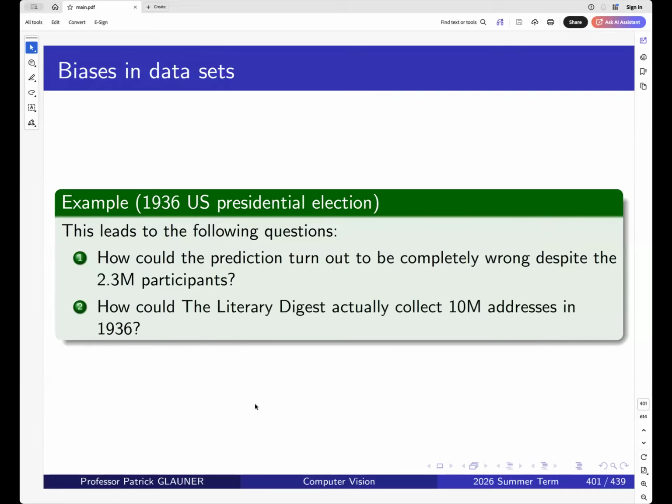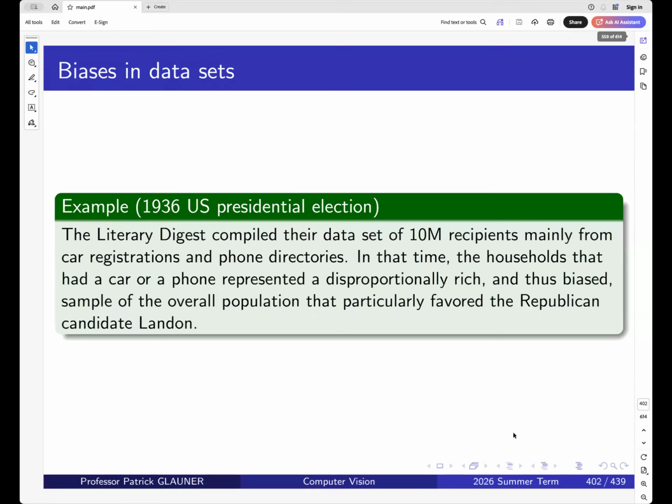I think the key question here is, where did they get those 10 million addresses from in 1936? They double and triple checked that they counted correctly. So they didn't count wrong. They really properly assessed the returns that they got manually. So they didn't do that part wrong. Now the interesting question is, where did they get 10 million addresses from in 1936?